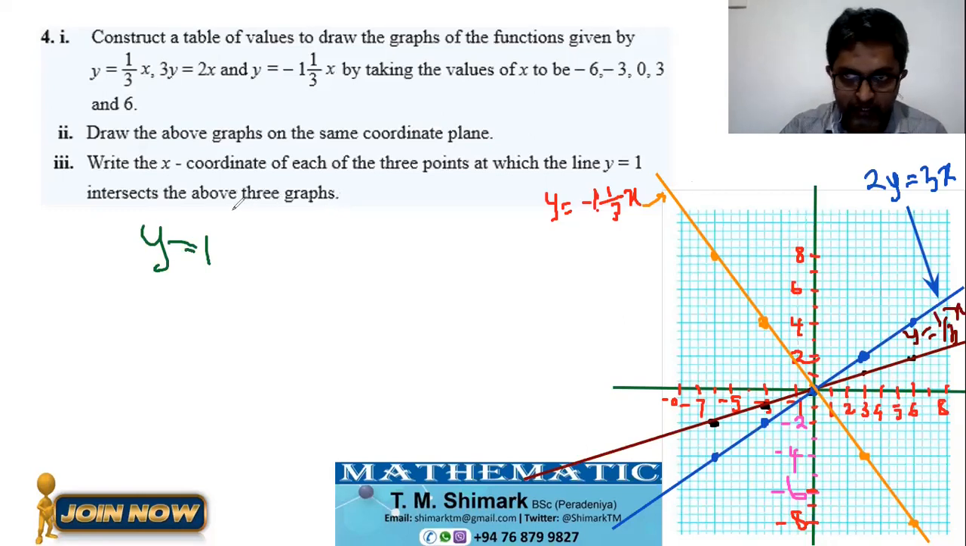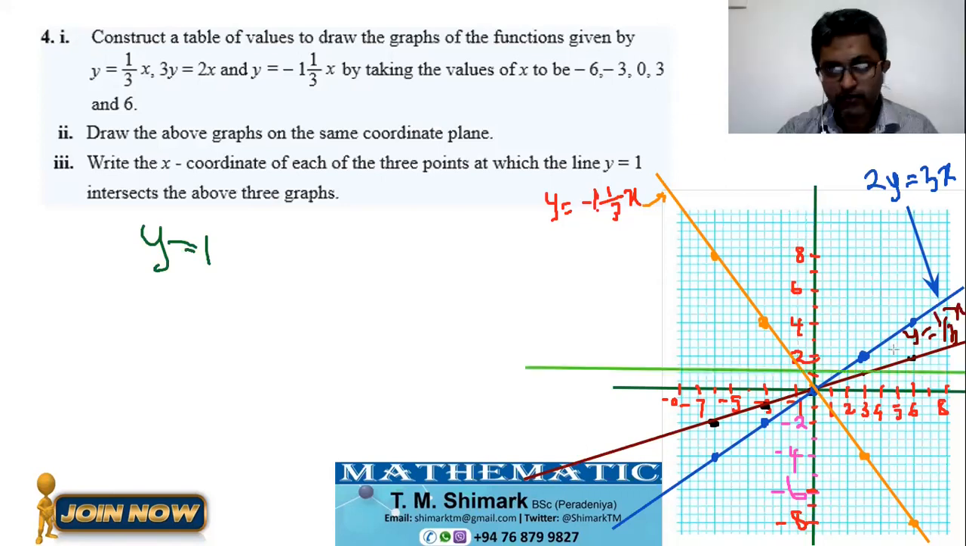The y equals 1 line means it's going to be parallel to which line? We discussed this case, right? It's going to be parallel to the x-axis. Everywhere y equals 1 is here. It goes through this point on the y-axis where 1 is, and goes parallel to the x-axis.